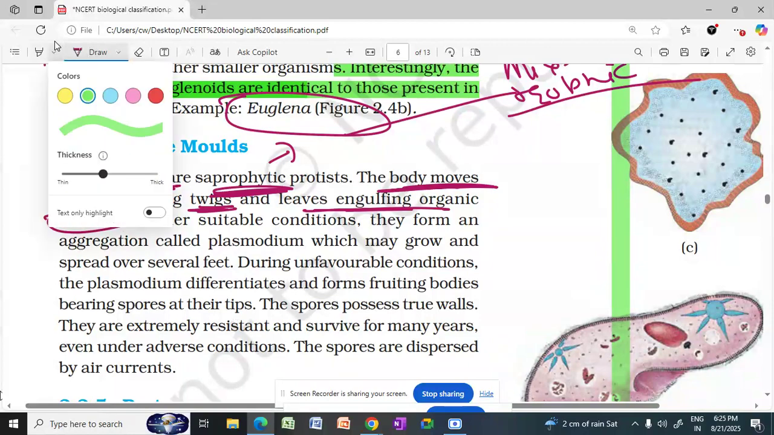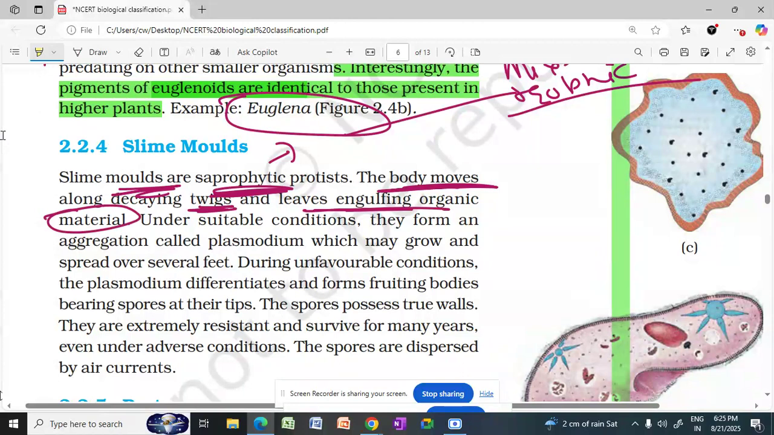A question can be asked: under suitable or unsuitable conditions? Under suitable conditions they form the plasmodium, which may grow and spread over several feet. But during unfavorable conditions, the plasmodium differentiates and forms a structure called the fruiting body.